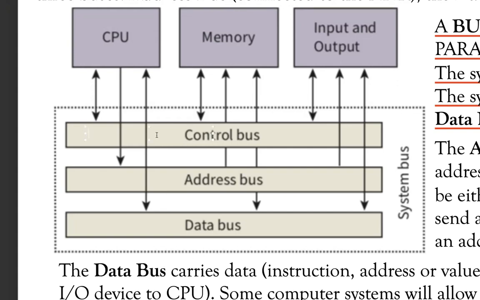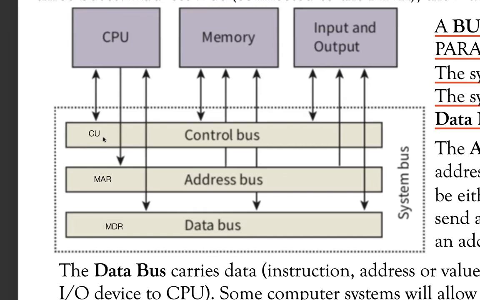When it comes to the control bus, the control unit is involved. When it comes to the address bus, the MAR is involved. And when it comes to the data bus, the MDR is involved. Now, how are they involved? Let's figure it out. First of all, let's look at the CPU. The CPU is connected with the control bus via its control unit. So basically the control bus links to the control unit.